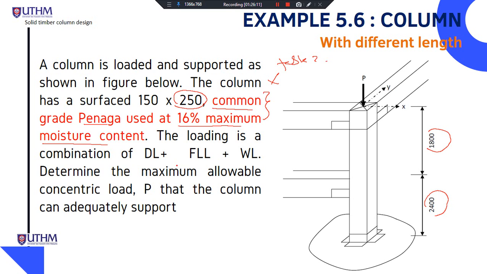Okay, so the same case: this is short-term loading, and you need to determine the maximum allowable concentric load. How much is the loading? For this column with different lengths, this example 5.6 is similar to 5.5. The difference is in the length. Here there are two lengths, which are 2.4 and 1.8 meters.